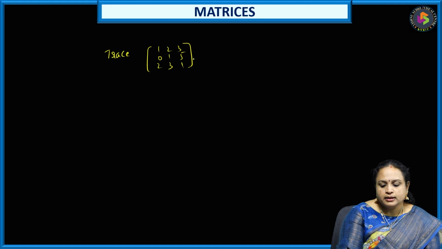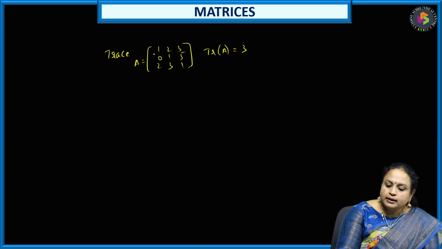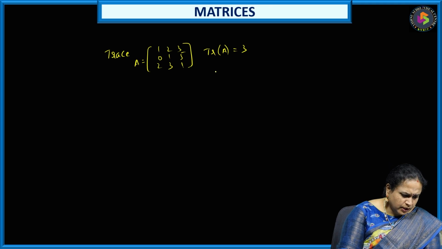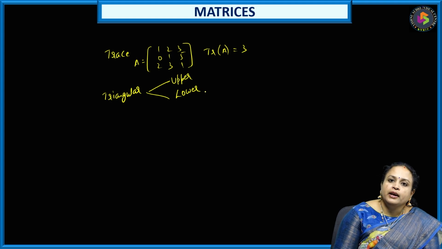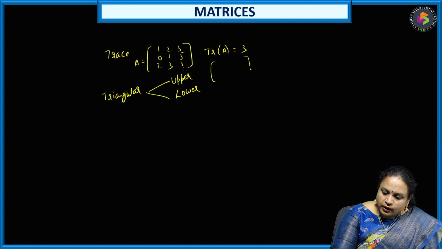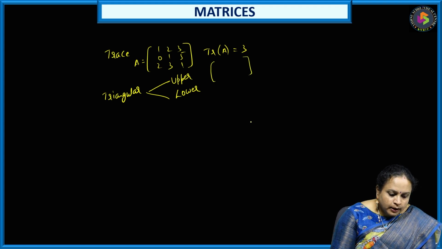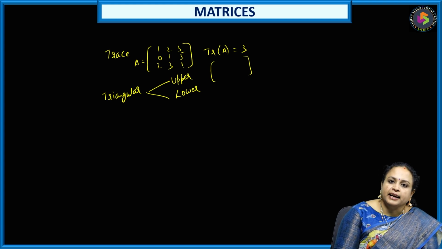Suppose you are given a matrix A, then trace of A is 3. So when we add the principal diagonal elements of a matrix, we get the trace of a matrix. Then you have triangular matrices. In triangular matrices, we have two things, that is upper triangular matrix and lower triangular matrix. In an upper triangular matrix, the elements which are below the principal diagonal are 0.